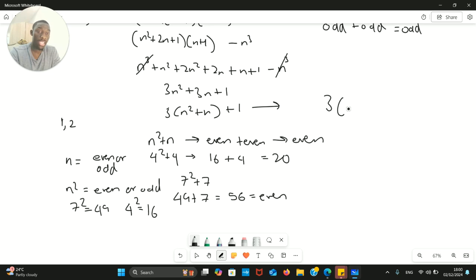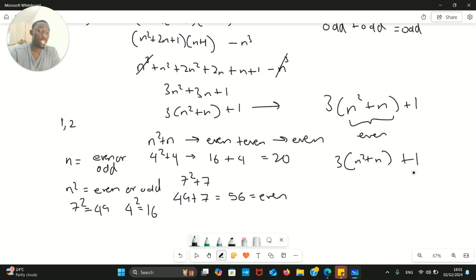So what I can say now is 3 bracket n squared plus n plus 1. I'm always going to end up having an even number inside of my bracket. But now, because 3 is odd, I know an odd times an even is going to give me an even. So what I can do is write 3 times any even number that I have, which we now know is going to give me an even number. So I'll put 3 times (n squared plus n).